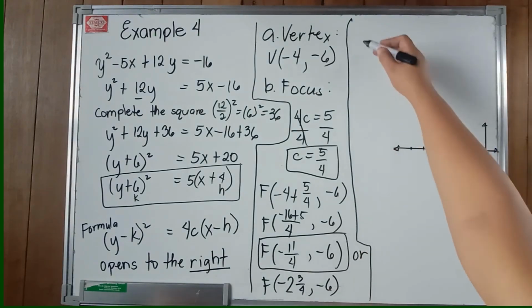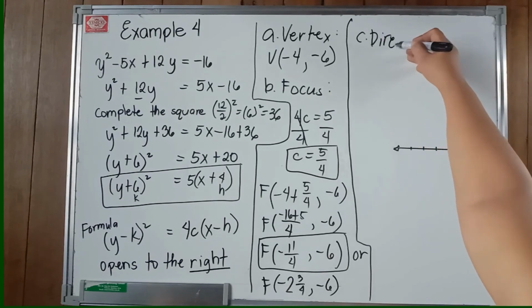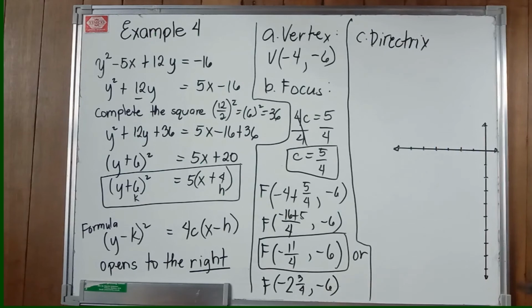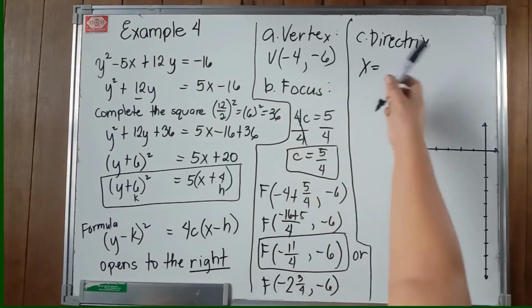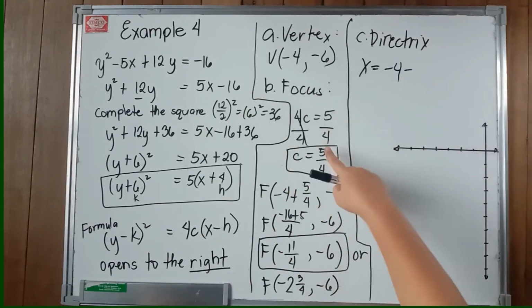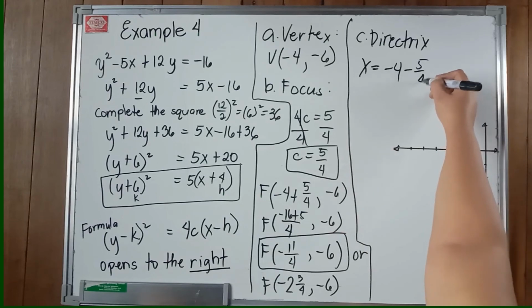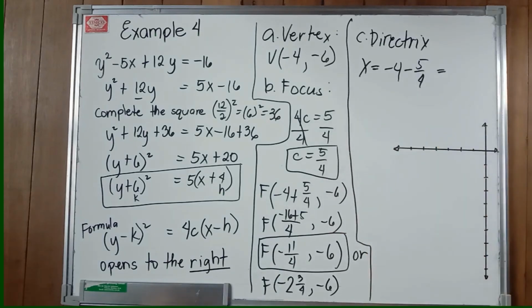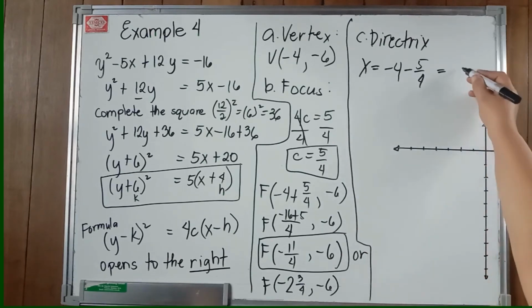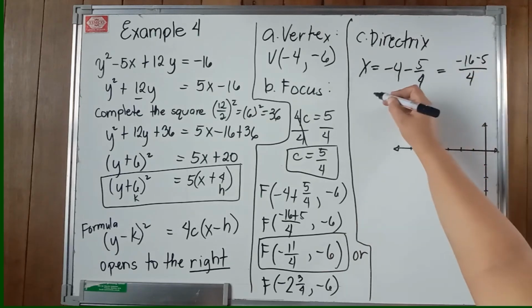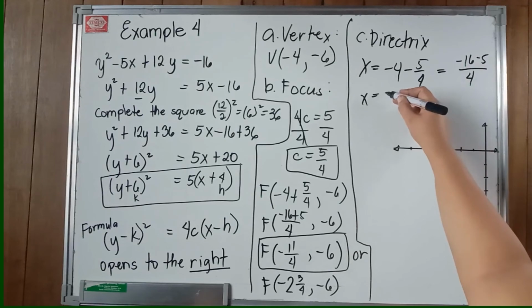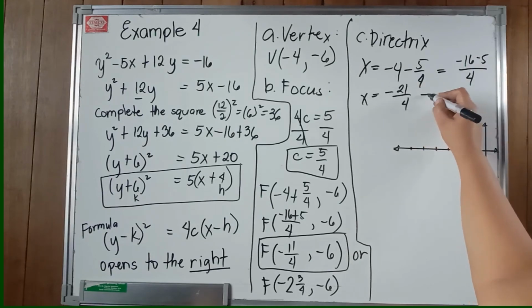Next, we have the directrix. So, in order to find the directrix, we will subtract 5 over 4 from negative 4. So, x is equal to negative 4 minus 5 over 4. So, LCD is 4. 4 divided by 1 is 4 times 4 is negative 16. 4 divided by 4 is 1 times negative 5 is negative 5. So, pareho sila ng sign. So, we will add them, negative 21 over 4.